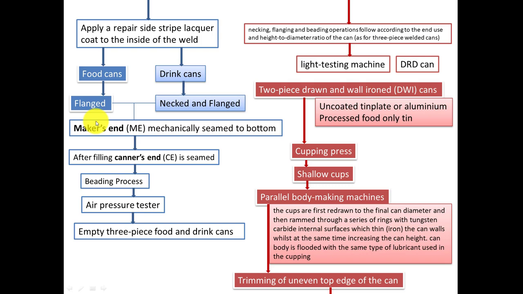Let's say you put that hollow cylinder on the table, and the bottom end will be termed the maker's end. It is mechanically seamed to the bottom and is generally flat. After filling, the canner's end is sealed. This is not done in the industry.